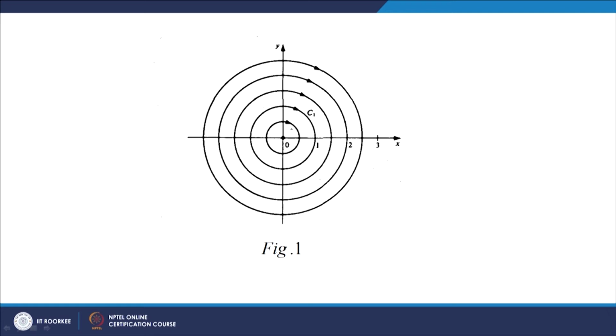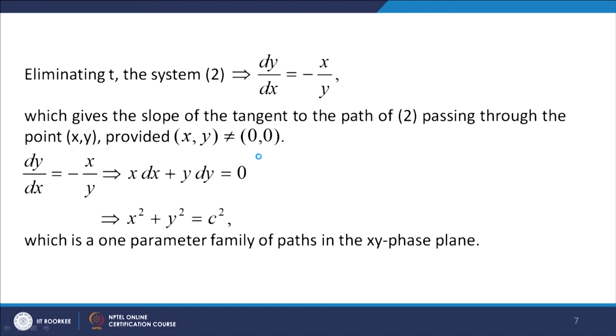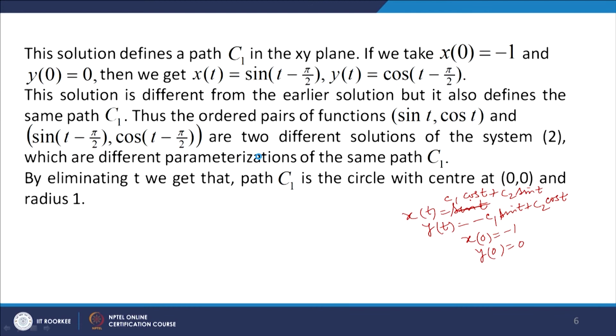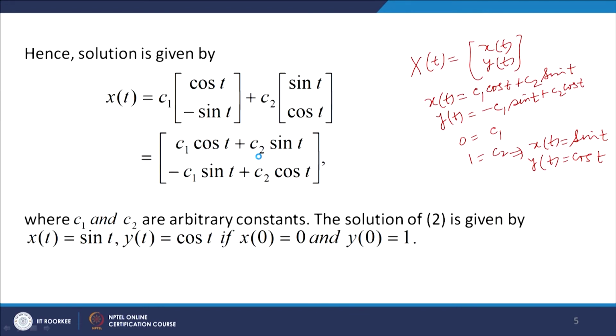So, look at this figure, we have here this is path C1. Now, you can see here that the directions on the circles are all in the clockwise direction. Now, let us see how we get the direction to be the clockwise direction. See, we have C1, x(t) equal to sin t, y(t) equal to cos t, so x(0) equal to 0, y(0) equal to 1.